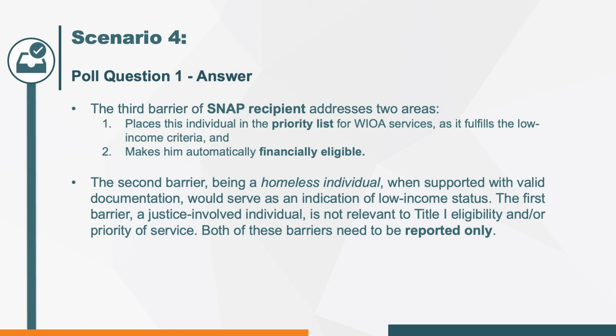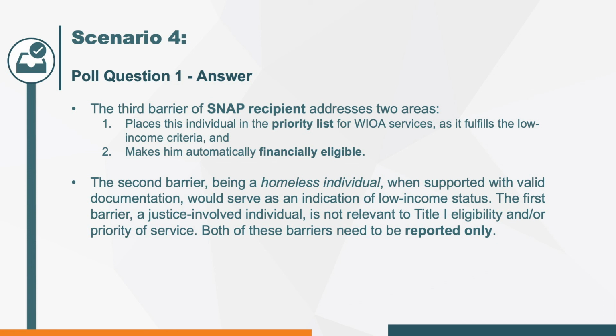The second barrier, being homeless individual when supported with valid documentation, such as shelter documentation, would serve as an indication of low income status. The first barrier, a justice-involved individual, is not relevant to the Title I eligibility and or priority of service. Both of these barriers need to be reported only.